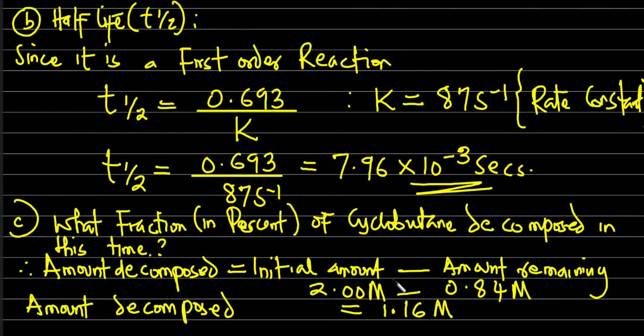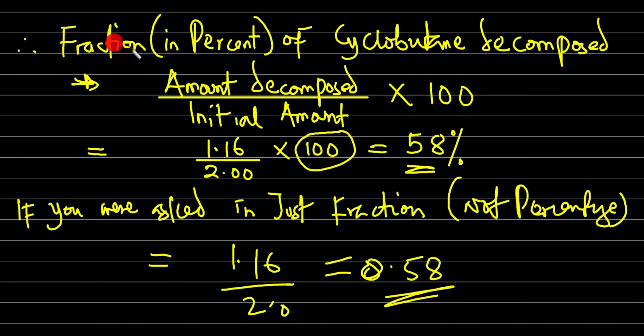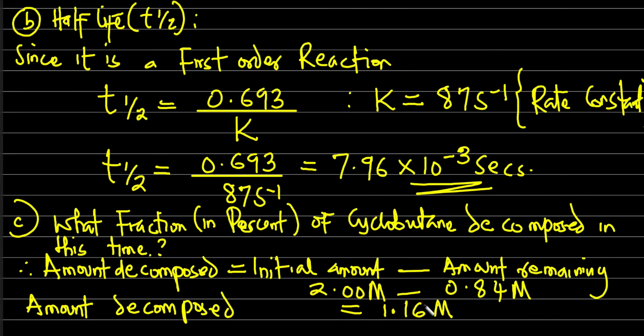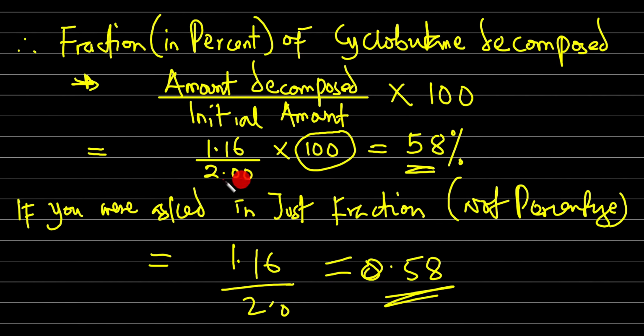Okay, so for us to now solve the fraction, they now say fraction in percent of cyclobutane that are decomposed. So the formula is amount decomposed all over the initial amount times 100. Amount decomposed is 1.16. From here, 1.16 divided by 2.0 times 100. So that gives us 58%.